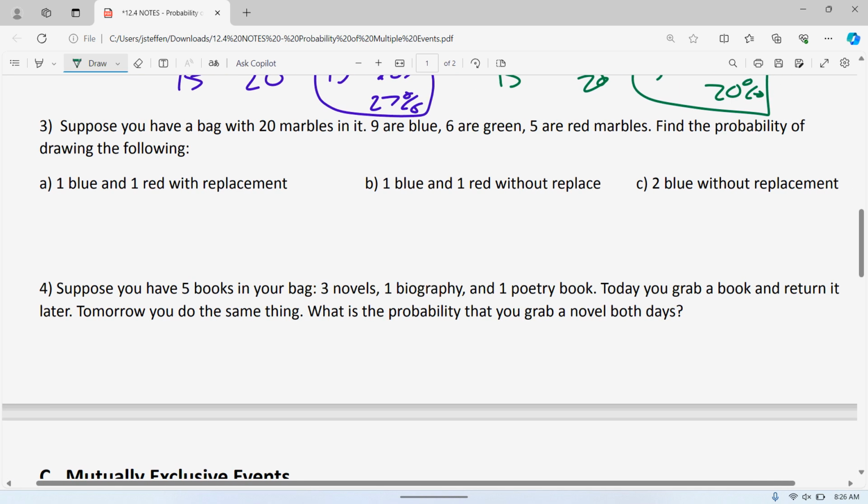All right, suppose you have a bag with 20 marbles in it. So this one's nice because they tell you how many marbles are in it total. A lot of times they don't do that. So the first thing you have to do is add them all together. But that one tells you there's 20. 9 are blue, 6 are green, 5 are red. Find the probability of the following.